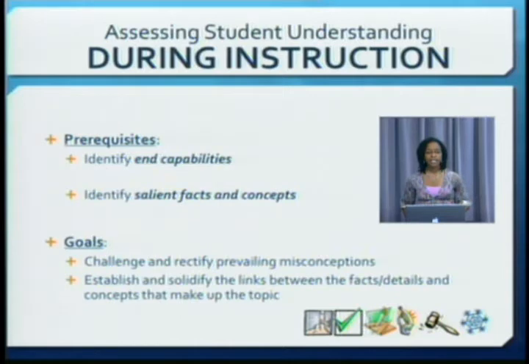And then also, this is the time to solidify and establish the connections between the facts and details of the concepts that are making up the topic. So making sure that they have a thorough understanding, and not just I know fact A and I know fact B, but I know the connection between A and B, and how A and B might relate to C. So whatever course or content that you're going to be teaching, you can make those decisions about the necessary links that need to be made.